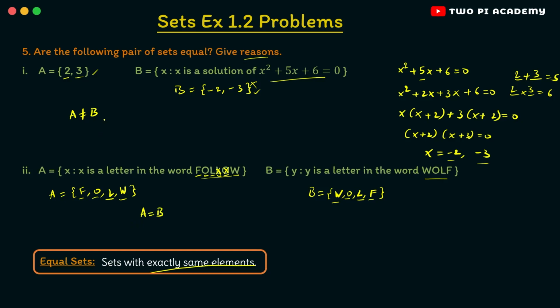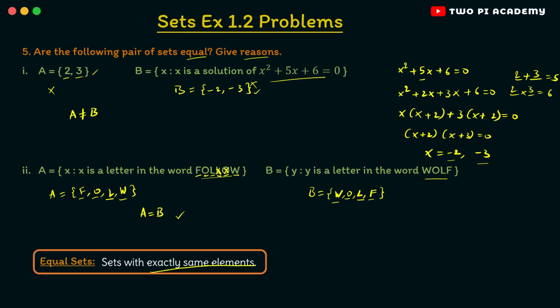They are equal sets. For the following pair of sets, equal or not equal: the first set is not equal and the second set is equal. That is the answer. As for the reasons, the first set you solved and you got x as -2 and -3, which made us write that in the roster form and we compared the elements. And the second one, you just wrote the roster forms for both of these and compared the elements. That is how you solve this problem.